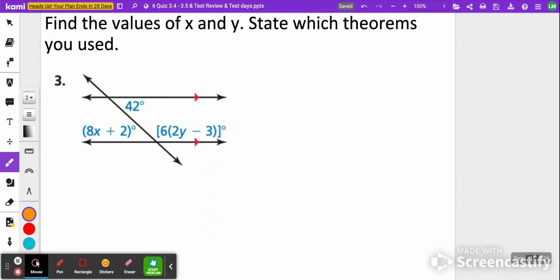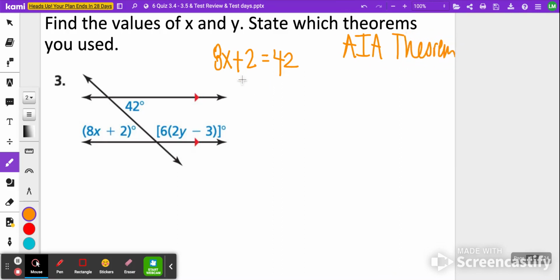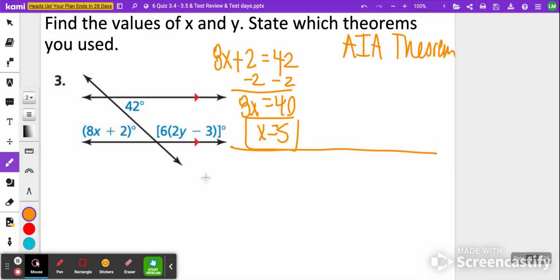Number 3, again, the same type of deal. I started with x. Well, I guess first I started with y, just because I realized these wouldn't be equal to one another. 8x plus 2 is equal to 42. And I know that because of the alternate interior angles theorem. So when I solve for this, I get 8x is equal to 40, so that means x is equal to 5.